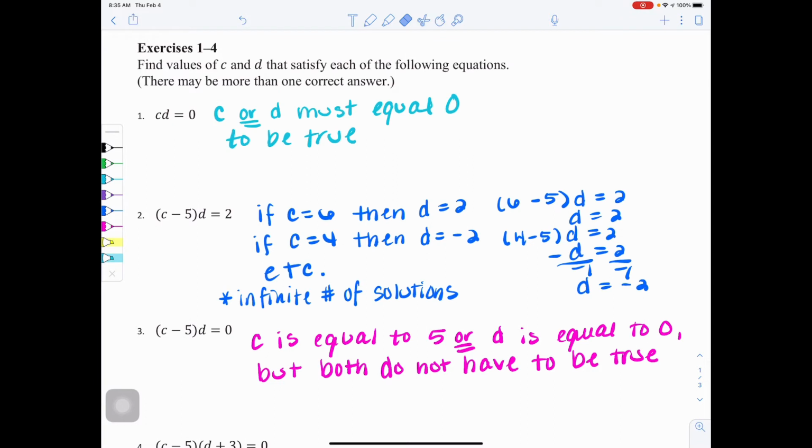Okay, now that you've had a chance to try exercises 1 through 4 on your own, let's go over the answers. For number 1, C times D equals 0. C or D must equal 0 to be true. When you multiply by 0, you get 0.